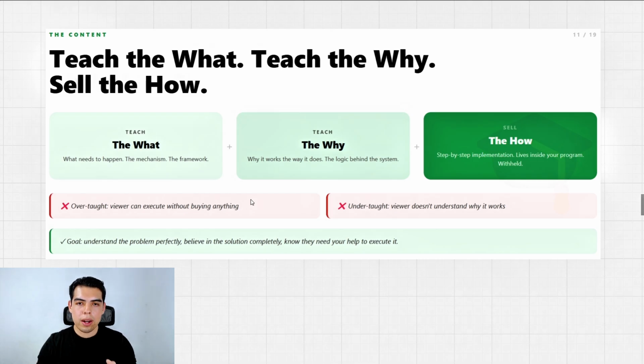So pretty much what you want to do is teach the what, the why, but not the step-by-step implementation, because that's the part where they have to go to you specifically in order to solve that part of the problem, right? So you want to make them problem aware, make them solution aware, but the implementation is where they need help or guidance. And that's where your coaching program or your offer comes into play.